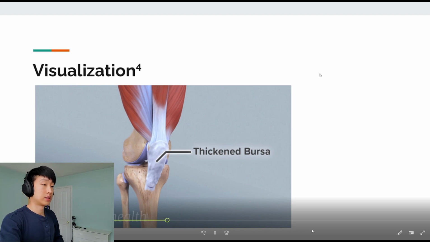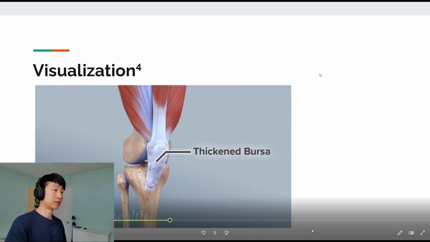Now I'm going to show you the visual representation that I use when imagining bursitis. So I'm standing in front of a door. Why? Well, that's because the door is a hinge.